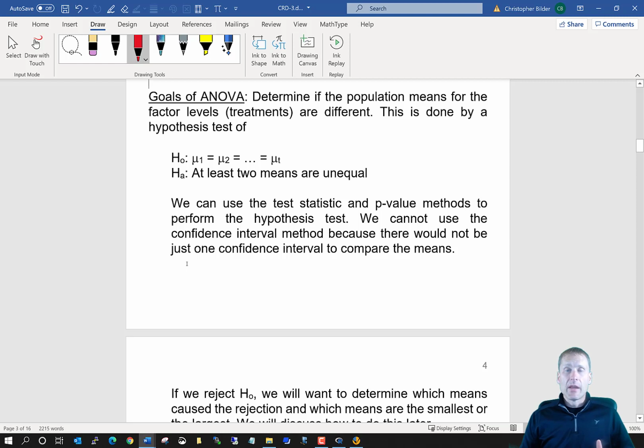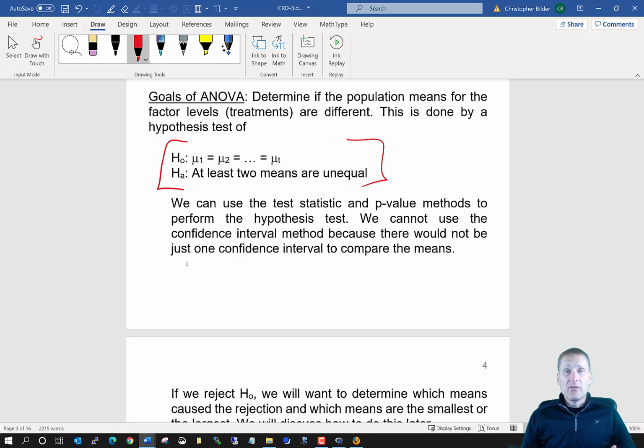different. And so to do that, to begin with, we perform this kind of a hypothesis test, where the null hypothesis is that all the treatment means, meaning the T treatment means, the T factor level means, are all equal to one another in terms of the populations that they represent, where the alternative hypothesis is that at least 2 of the means are unequal.